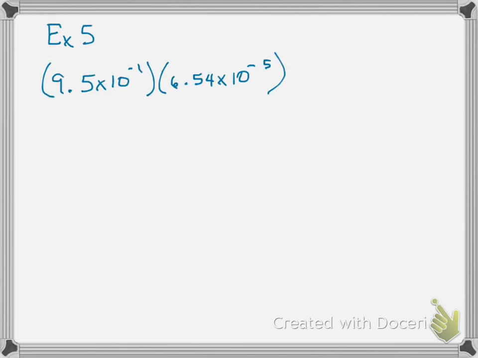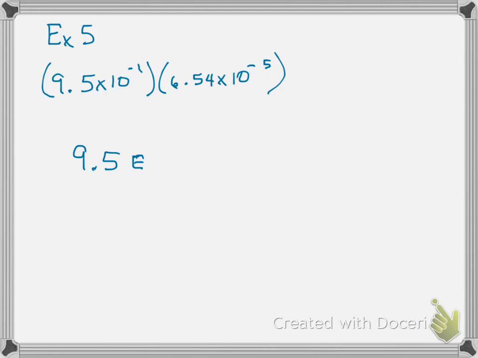All right, example 5 is a calculator problem, so you want to make sure you get this typed in the calculator correctly. So typing this into your calculator, you simply need to type in 9.5. Then you want to hit the second button that's in the upper left-hand corner, and then you want to hit the comma key, which is right above the 7. And when you do that, this little E should pop up on your screen. Again, that's second, and then the comma key.